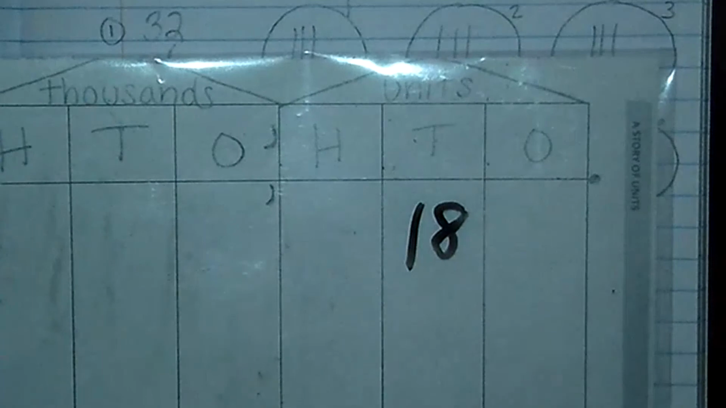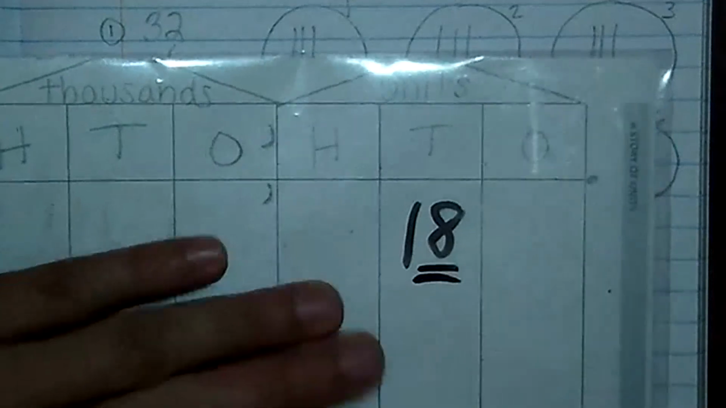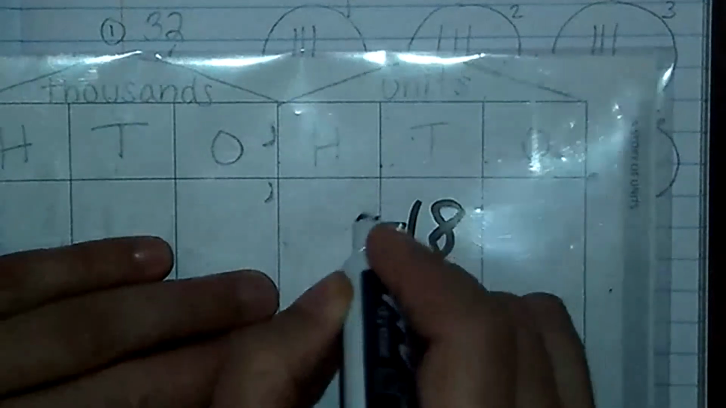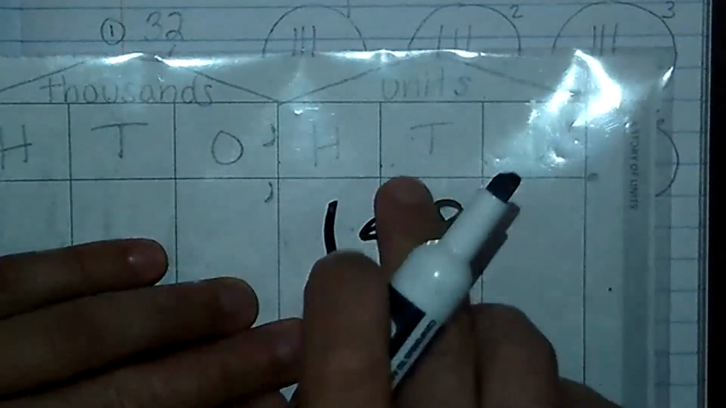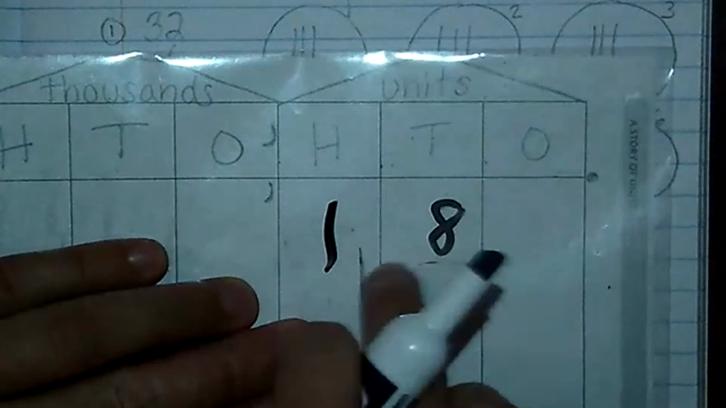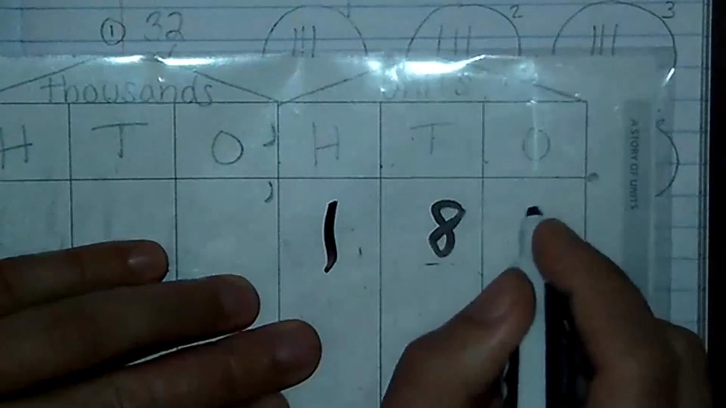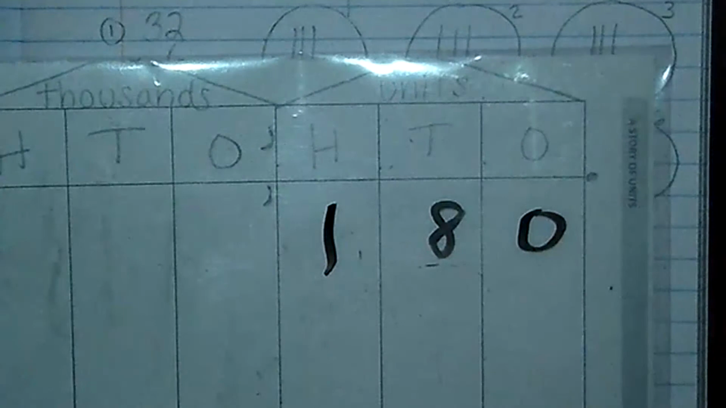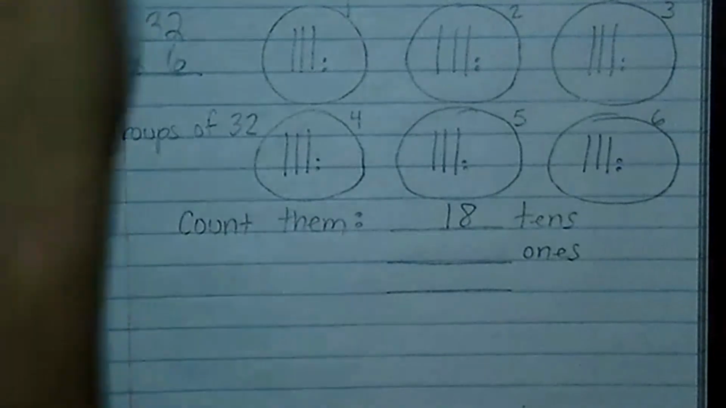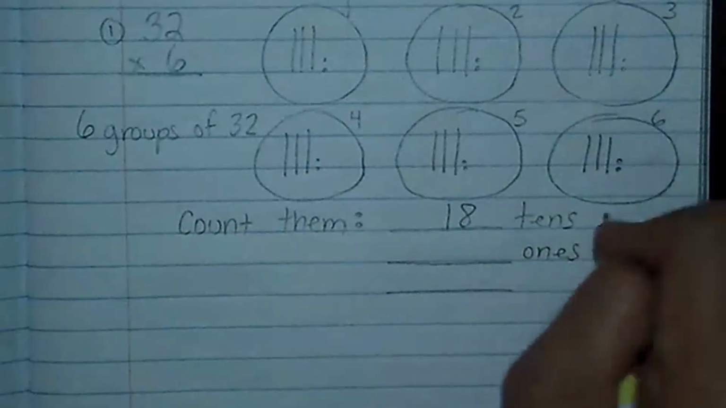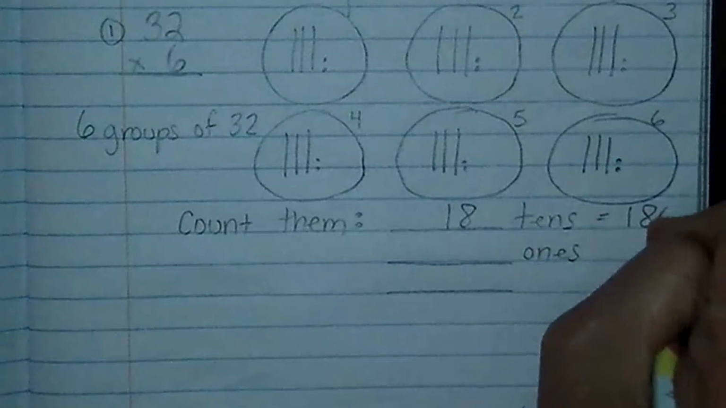Now we know that I cannot put 2 digits in the same place. So which digit can stay? The 8 can stay. The 1 has to go next door. So now, how much is 18 10s worth? $180. Good job. So 18 10s, that equals 180.